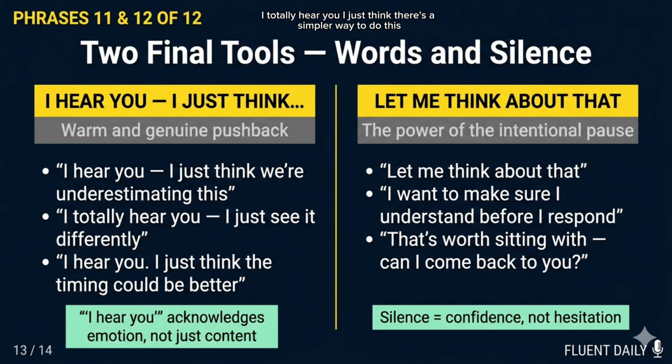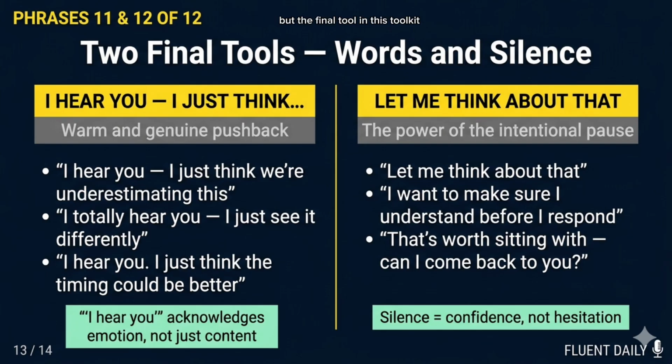Or, I totally hear you, I just think there's a simpler way to do this. It maintains the relationship while shifting the logistics. Okay, we have covered 11 powerful phrases. We've talked about yield signs, shock absorbers, and hacking the amygdala. You've covered a lot. We have.